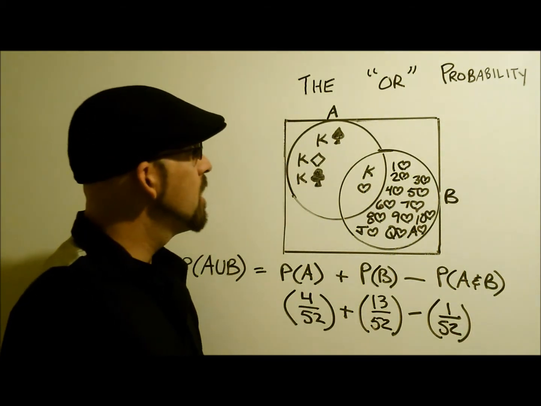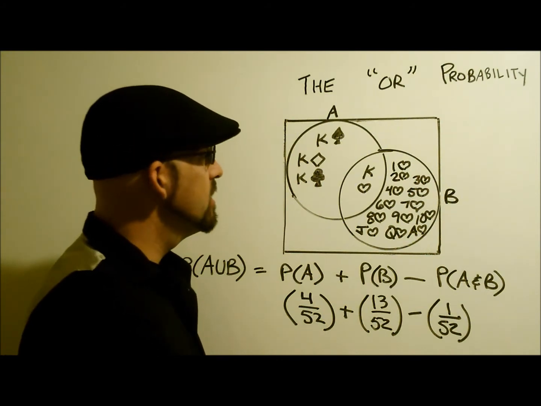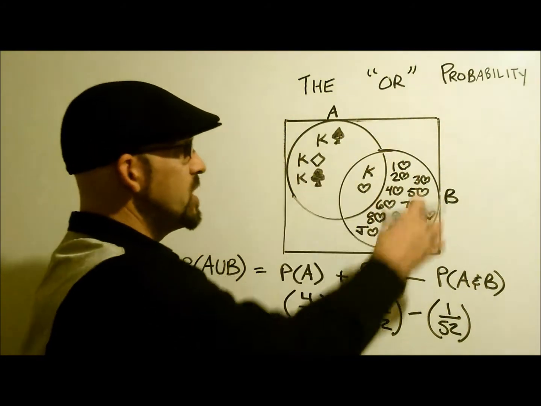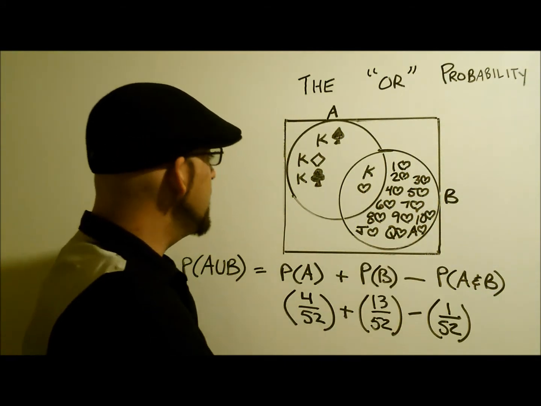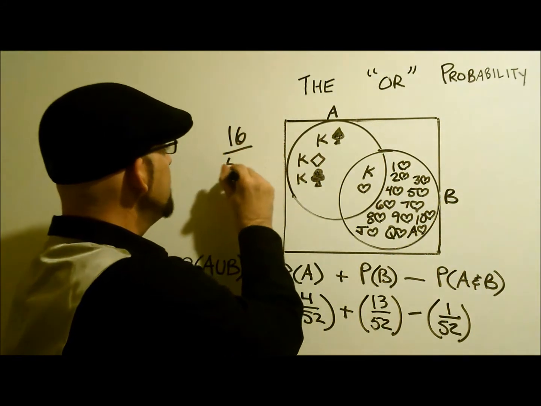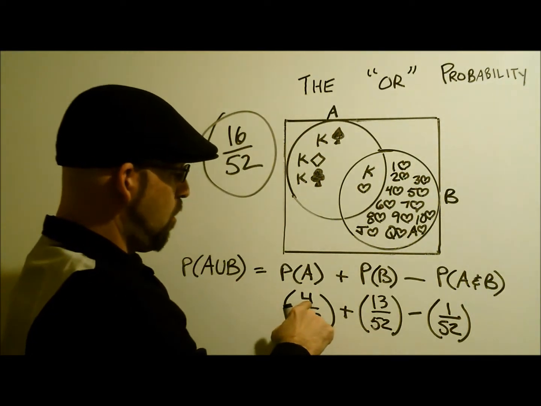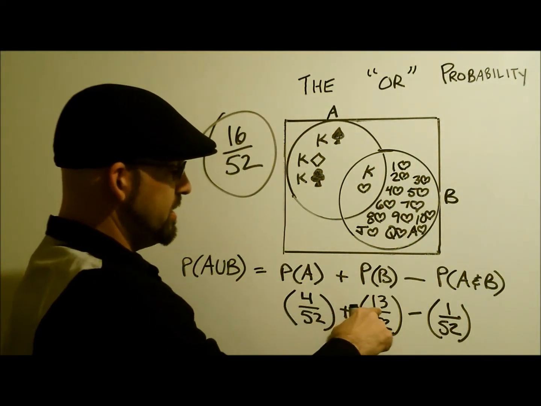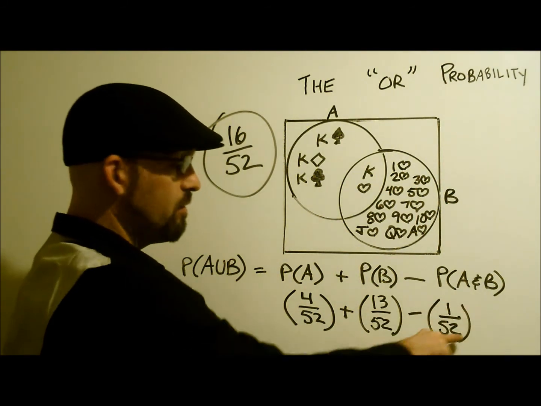So, the probability for A or B is just basically what's contained in both of these circles, which is 16 over 52. 4 plus 13 is 17, minus 1 is 16, all over 52.